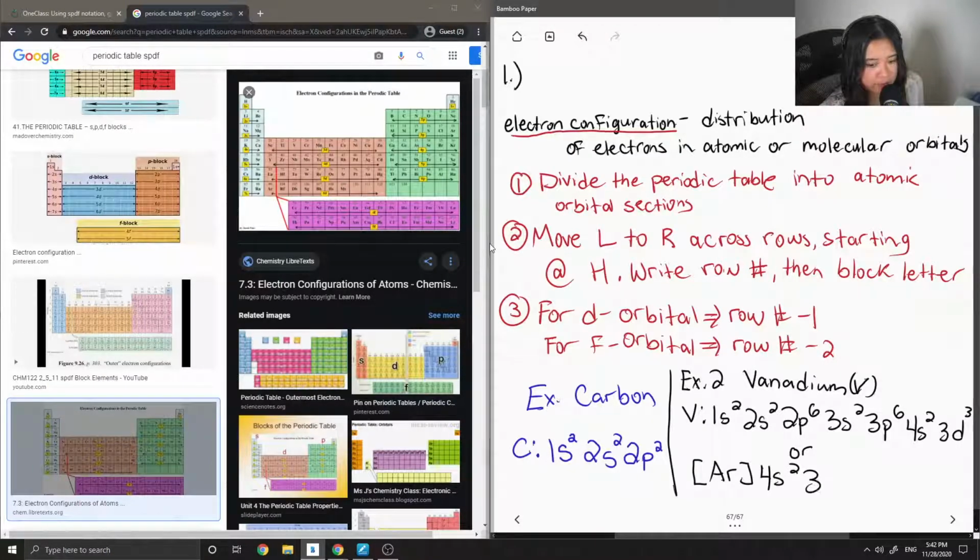4s2, 3d3. So this is a faster way of writing the electron configuration without having to write all of the 1s2, 2s2 steps.